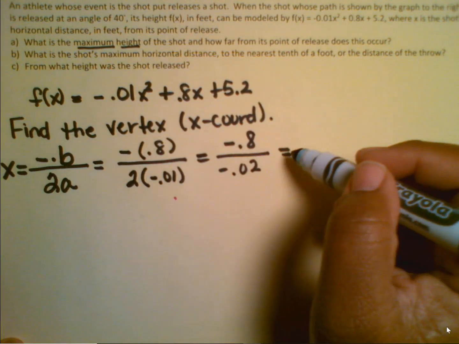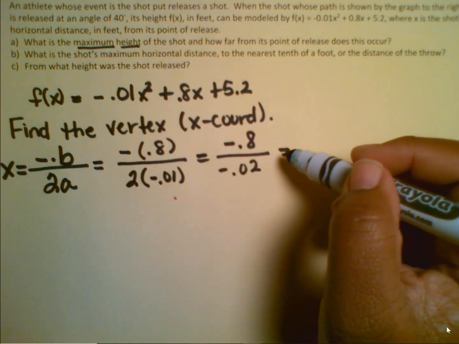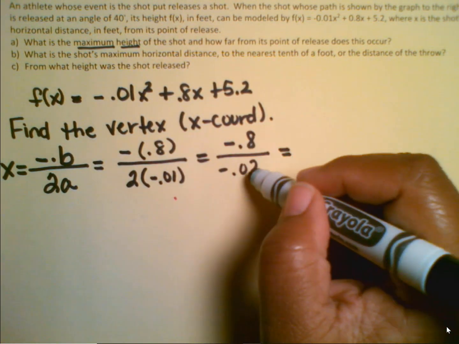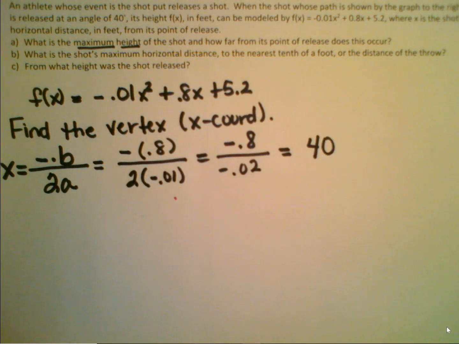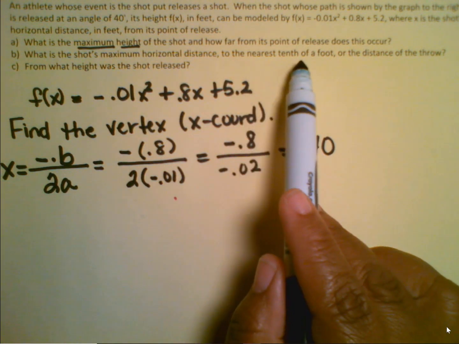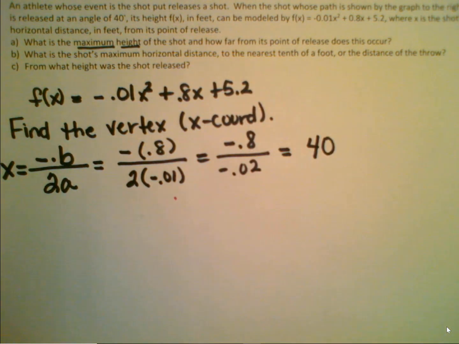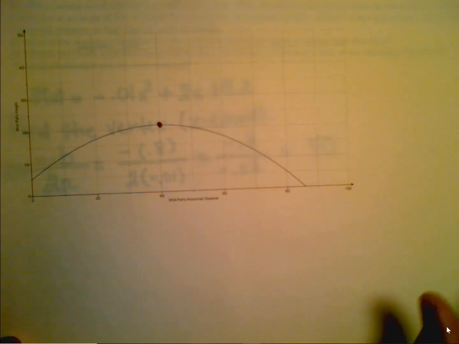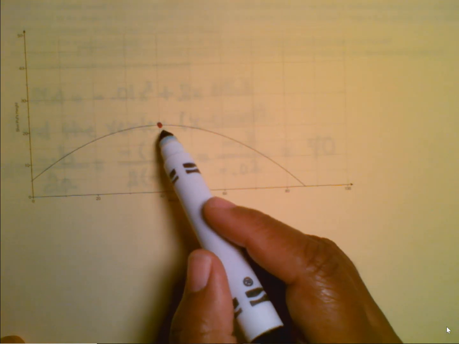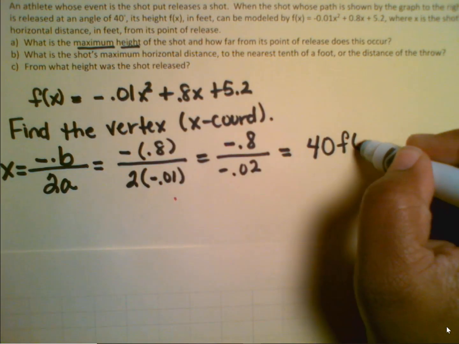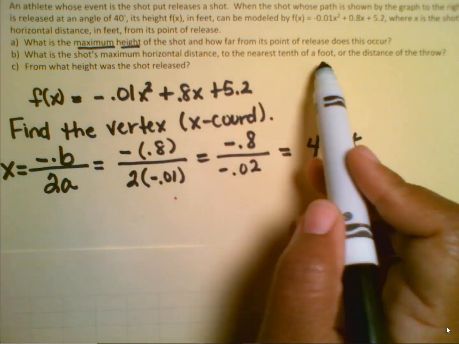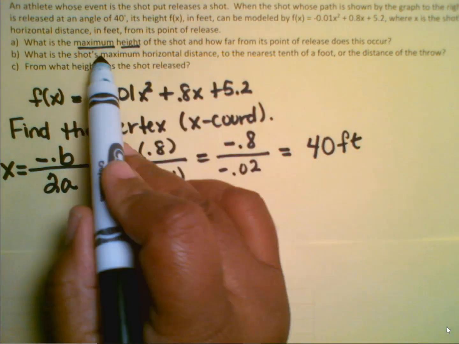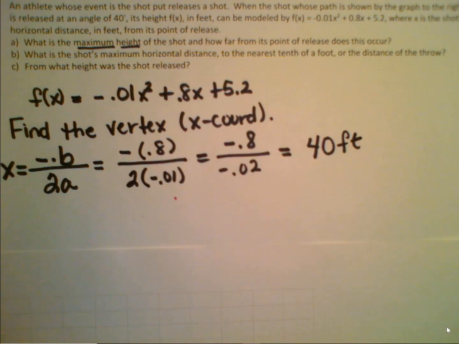Okay, so then we have here negative 0.8 divided by negative 0.02, which gives us 40. Okay, so it says how far from its point of release does it occur? Well, we saw that in the diagram. Okay, the distance is 40 feet. So we answered the second part of A, how far from its point of release does it occur? But we need to answer how to find the maximum height.